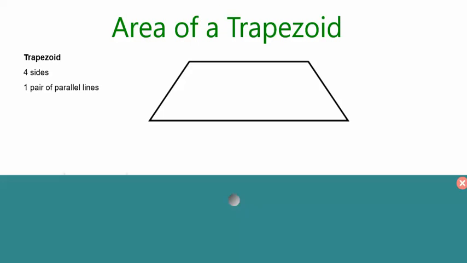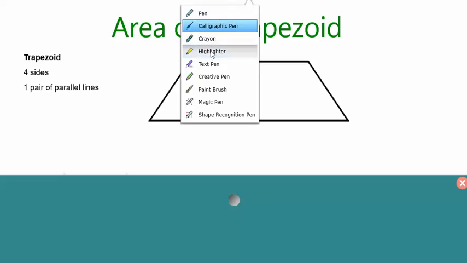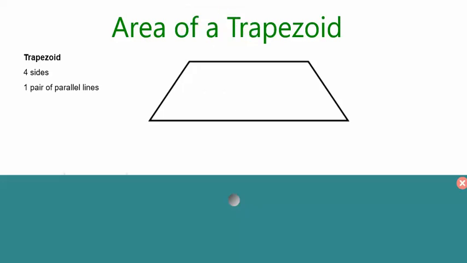You first have to know that a trapezoid is still a quadrilateral. It's a quadrilateral, so it has four sides, but it only has one pair of parallel lines. That's the big difference. It only has one pair. So this is a parallel line, okay?